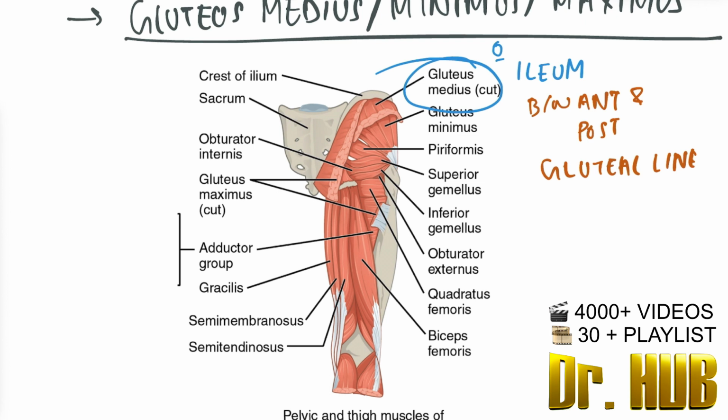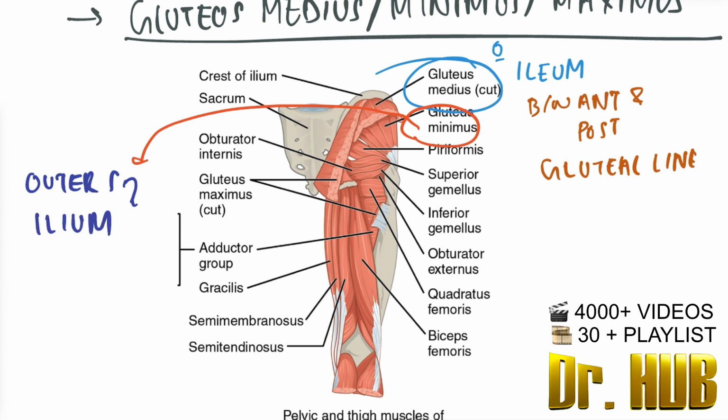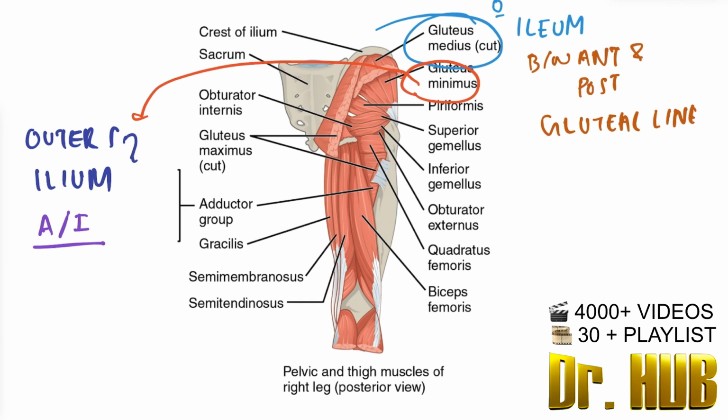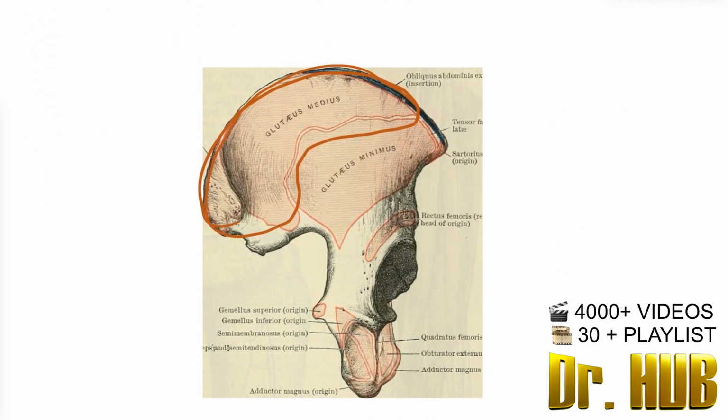Before the insertion, let's cover the origin of all the muscles. So we saw the gluteus medius. Now comes the gluteus minimus. In terms of gluteus minimus, the origin is the outer surface of the ilium, between the anterior and inferior gluteal line. So let's look at the diagram. This is the gluteus minimus, between the anterior and the inferior gluteal line.